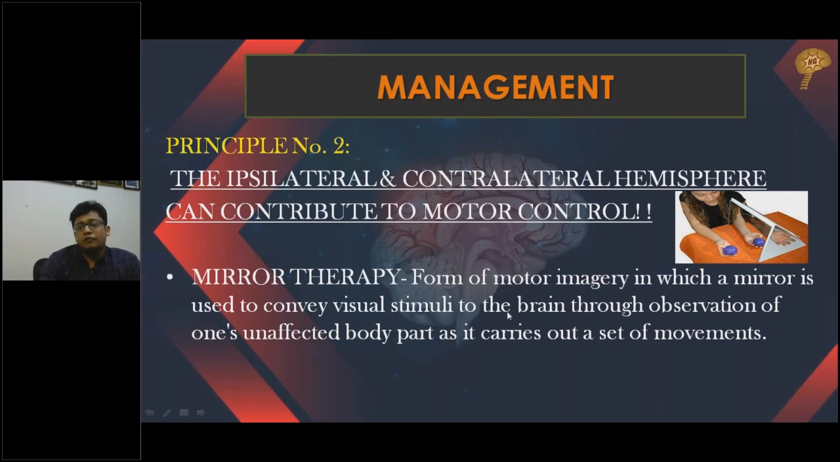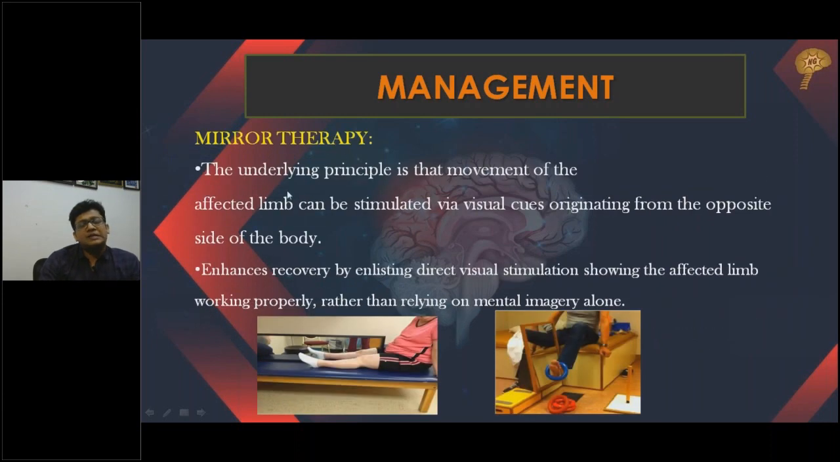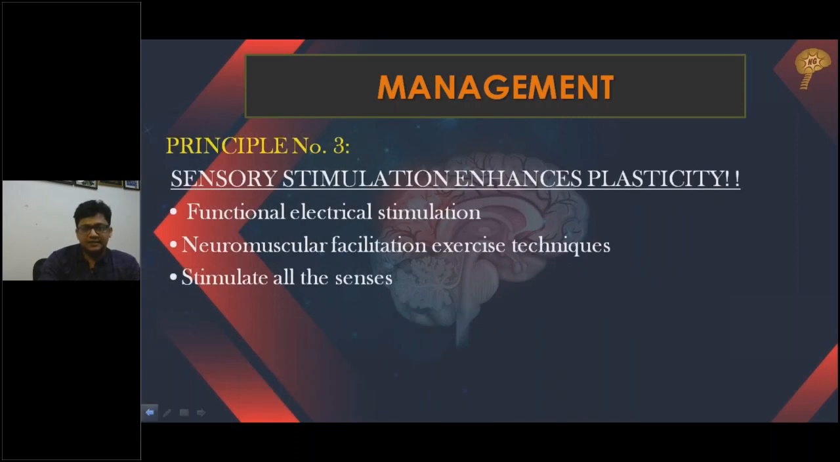Mirror therapy is a form of motor imagery in which a mirror is used to convey visual stimuli to the brain through observation of the unaffected body part. So the contralateral, the unaffected body part, carries out a set of movements. In mirror therapy, the underlying principle is that movement of the affected limb can be stimulated via visual cues originating from the opposite side of the body. It enhances recovery by enlisting direct visual stimulation, showing the affected limb working properly, rather than relying on mental imagery alone. Principle 3 suggests that sensory stimulation enhances plasticity.